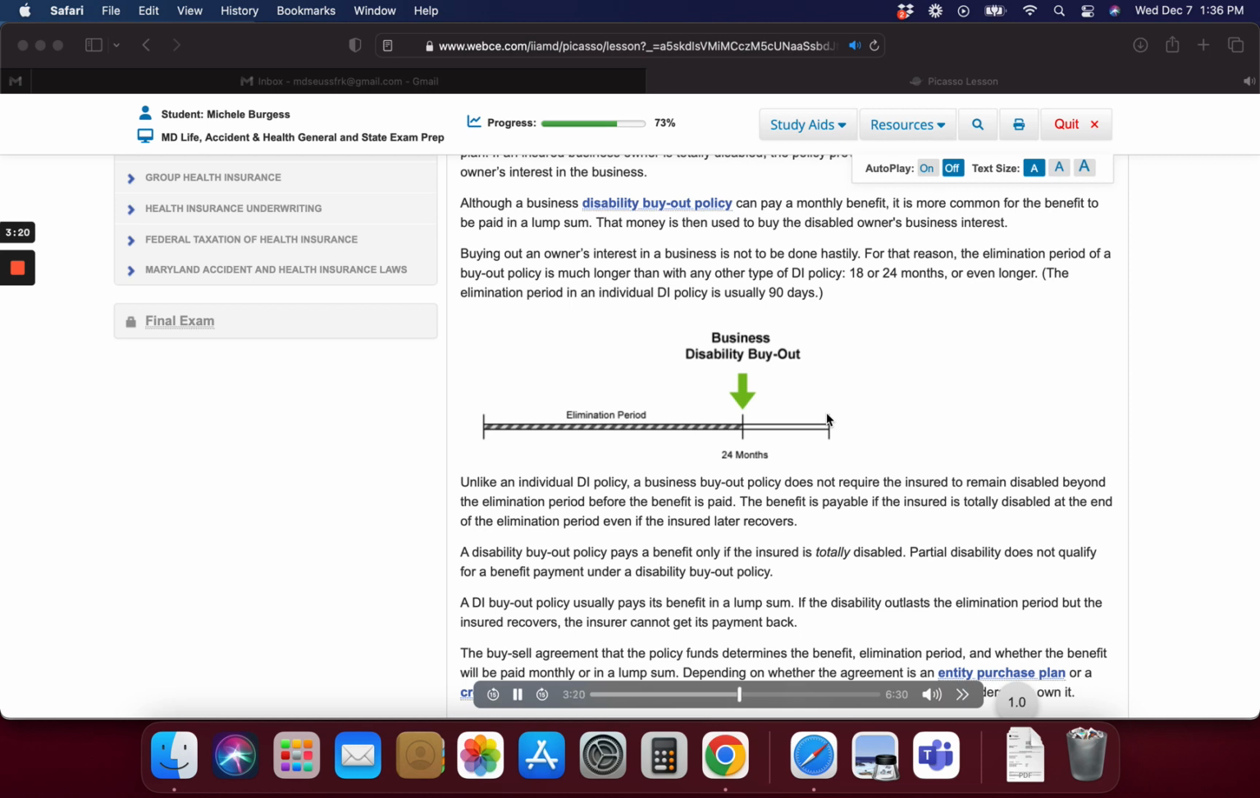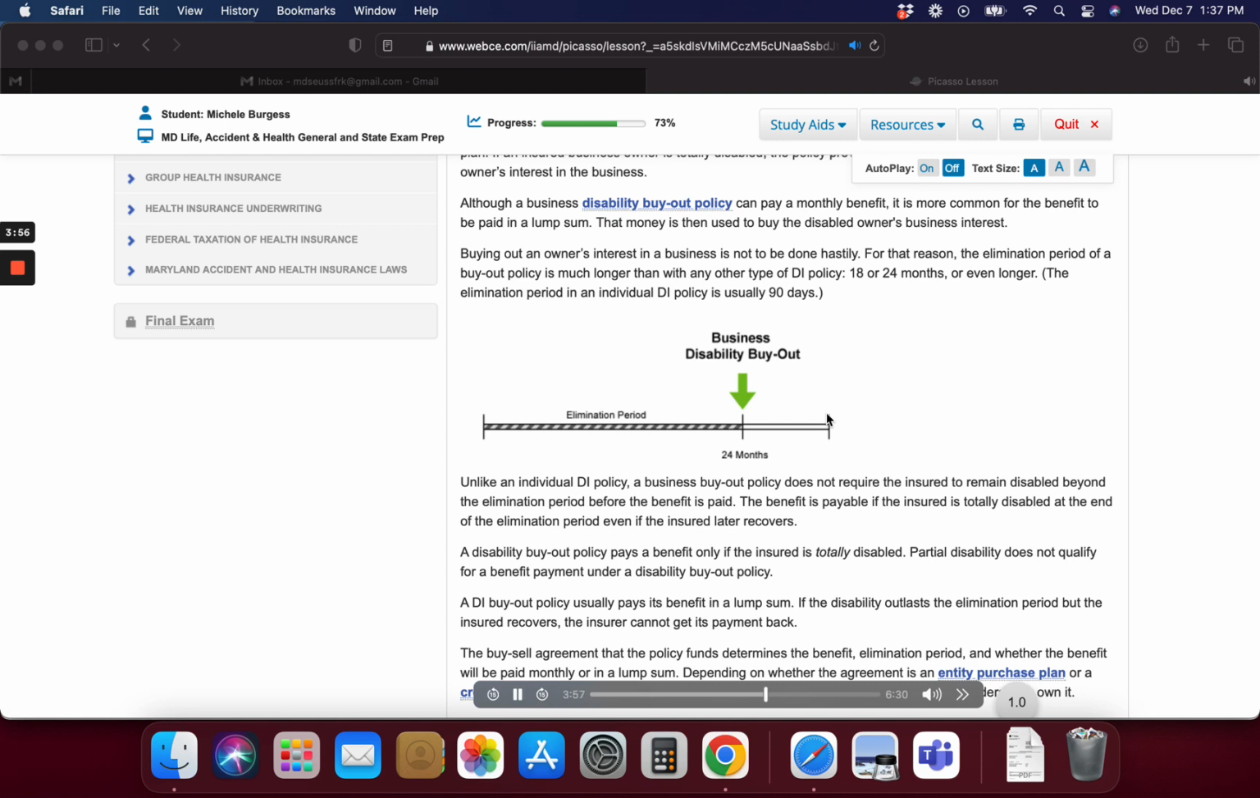Business overhead expense policy. Business overhead expense, BOE, insurance is designed for small businesses concerned about paying the overhead costs of operating the business while the owner is disabled. A BOE policy covers overhead costs, such as rent, utility bills, insurance, and taxes that can ruin a small business if the owner is disabled and unable to run it. Even the salaries of the owner's employees can be covered. Only the owner's salary cannot be covered with a BOE policy. The owner would need his or her own DI policy for that purpose.